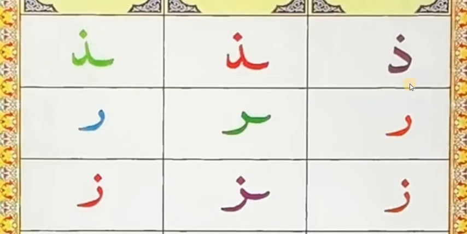Next letters are Zal, Ra, Za. These four letters have the same rule like Alif. Dal, Zal, Ra, Za. These letters don't have any short form.